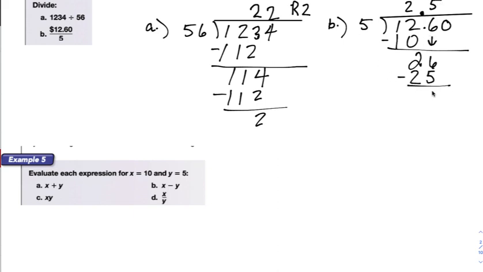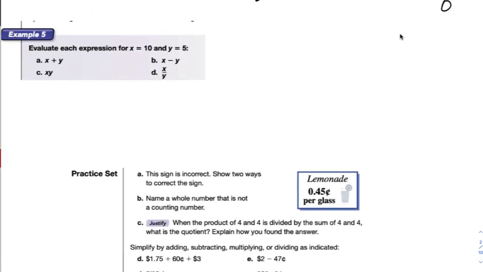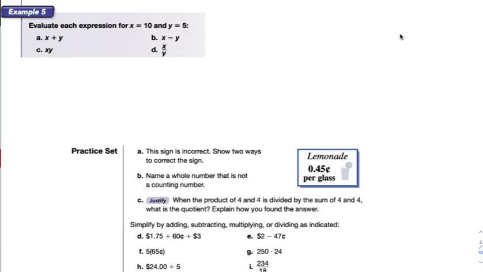and that means that there's just one more left. I'm going to bring down this 0. 5 goes into 10 2 times. 2 times 5 is 10, and I'm done. So my answer is $2.52. That's the quotient. All right, so the cool thing here, before we get to the problem set, is this.